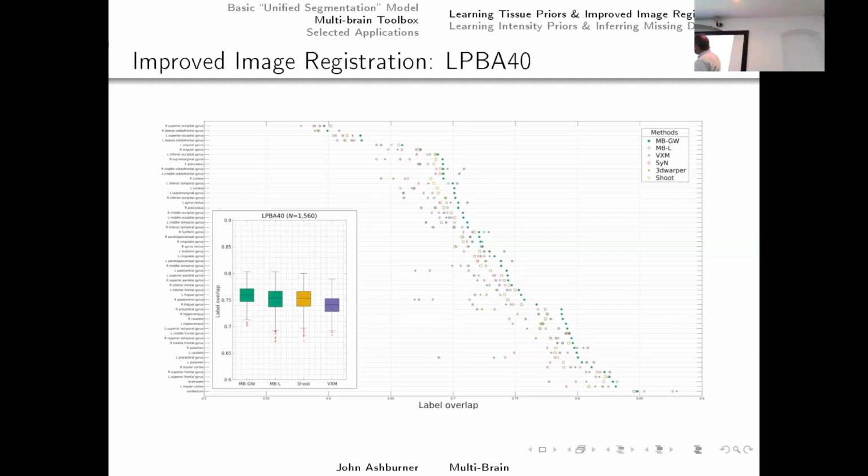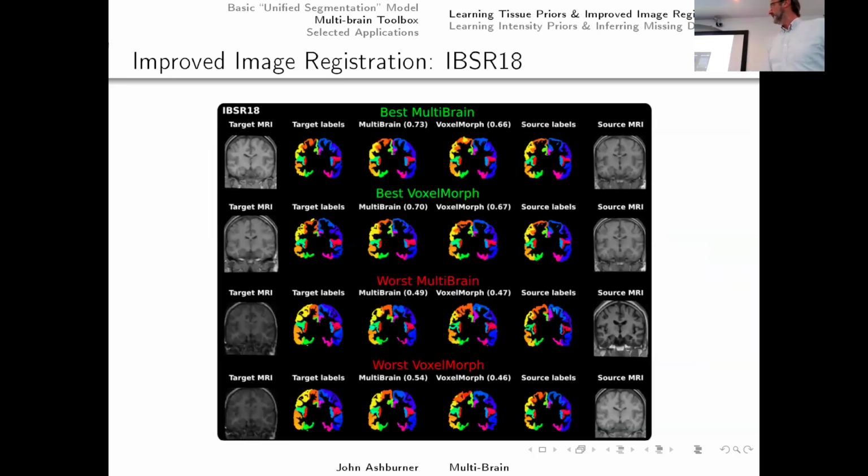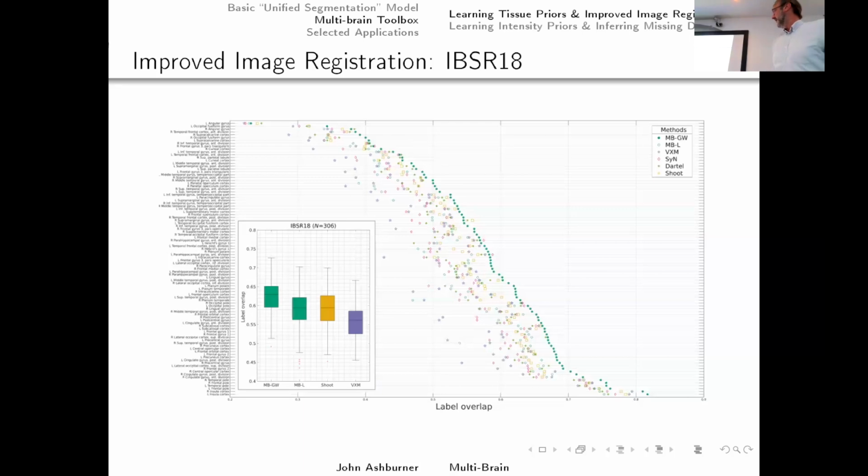This is just looking at the overlaps in various brain structures against supposedly better methods, such as SyN or ANTs, and Shoot, and so on. And these green circles are all to the right, so we've got better overlaps against these supposedly well-performing methods. We did it on IBSR 18.